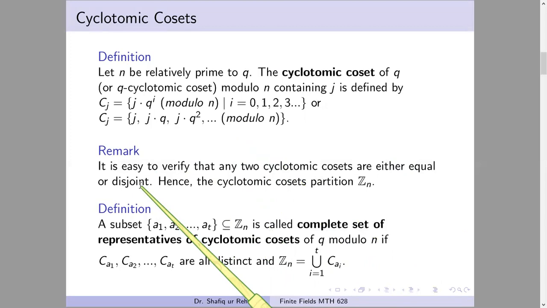Now, because the cyclotomic cosets make a partition of the set Zn, if we take all the distinct cyclotomic cosets, then their union will be equal to Zn. So each distinct cyclotomic coset can be represented by an index, and the set of all indices of these cyclotomic cosets will be a subset of Zn and is named a complete set of representatives of cyclotomic cosets.